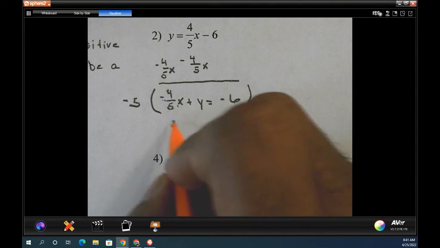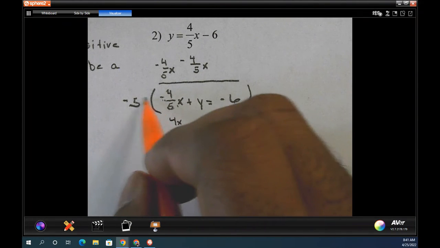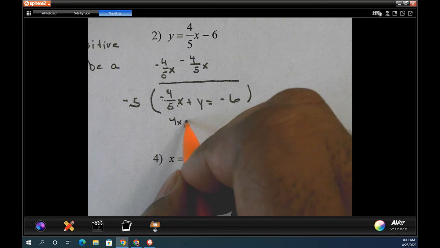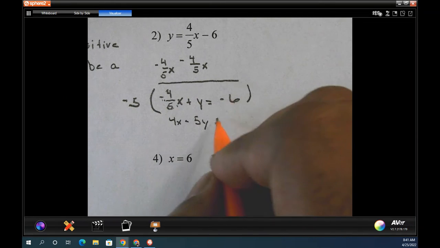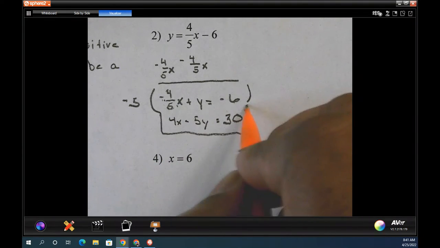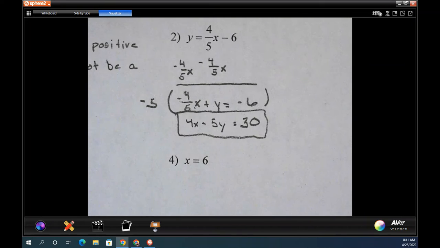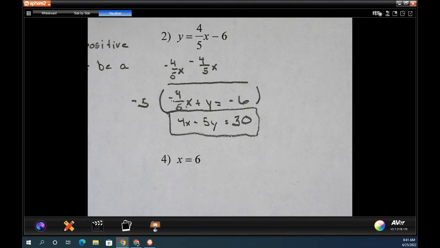So that's going to just be 4x. Negative 5 times y is negative 5y, so it's minus 5y. Negative 5 times negative 6 is 30. There's your answer right there: 4x minus 5y is equal to 30. That's it.